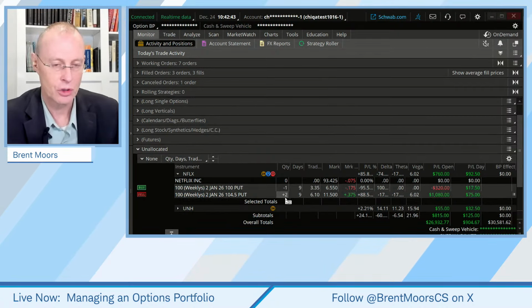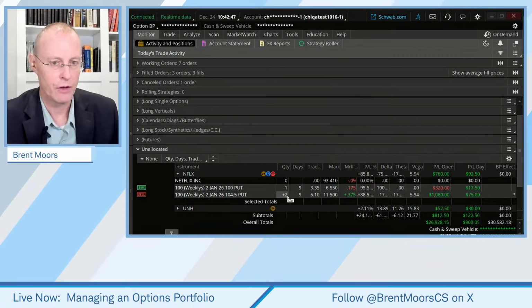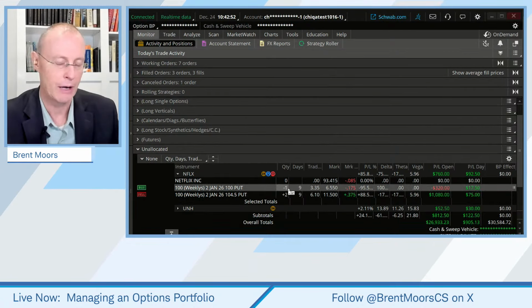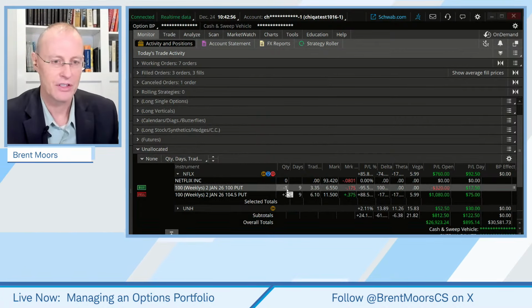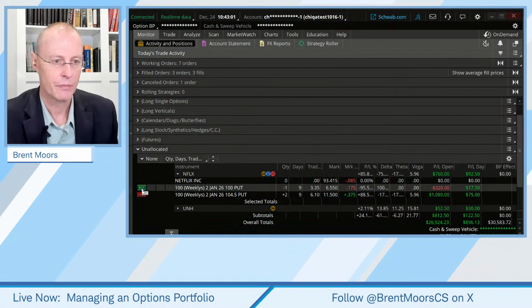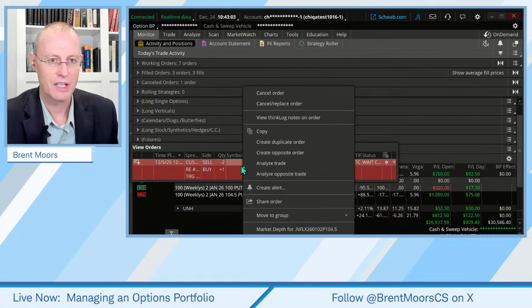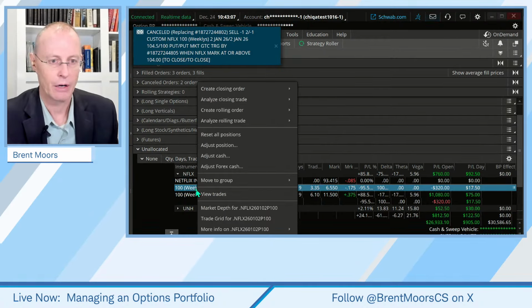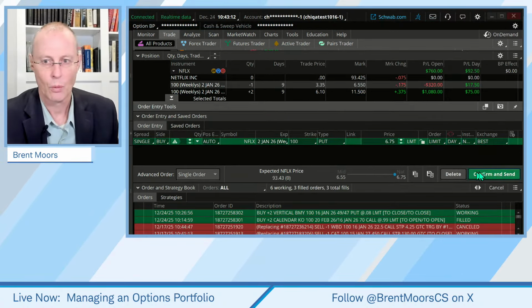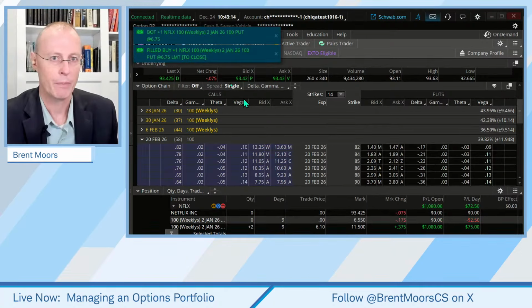When you have these trades, sometimes they're easier to get filled if you sell them as individual legs instead of the whole back ratio spread or the whole iron condor or whatever. First, I'm going to cancel my existing exit orders. I'm going to right click on this. I'm going to create a closing order. We're going to confirm and send and get out of that one.